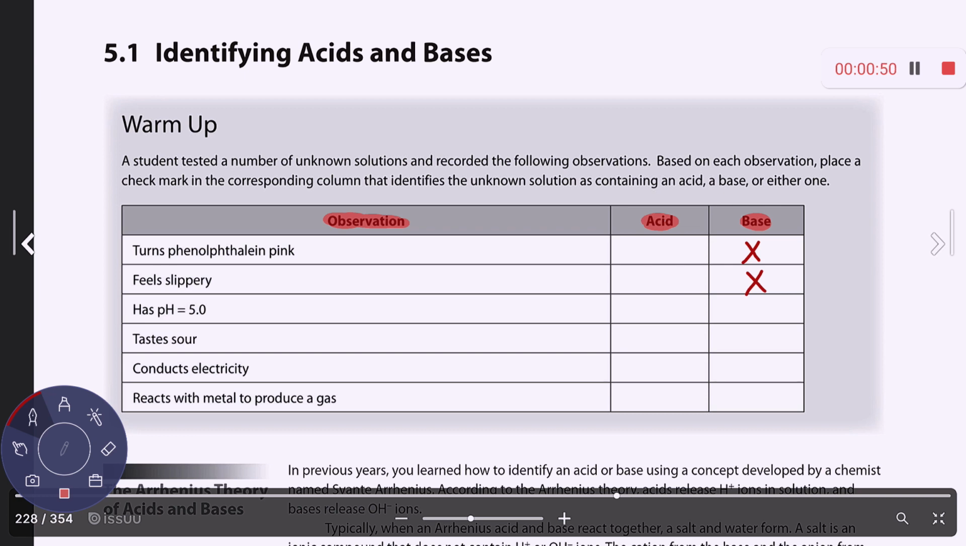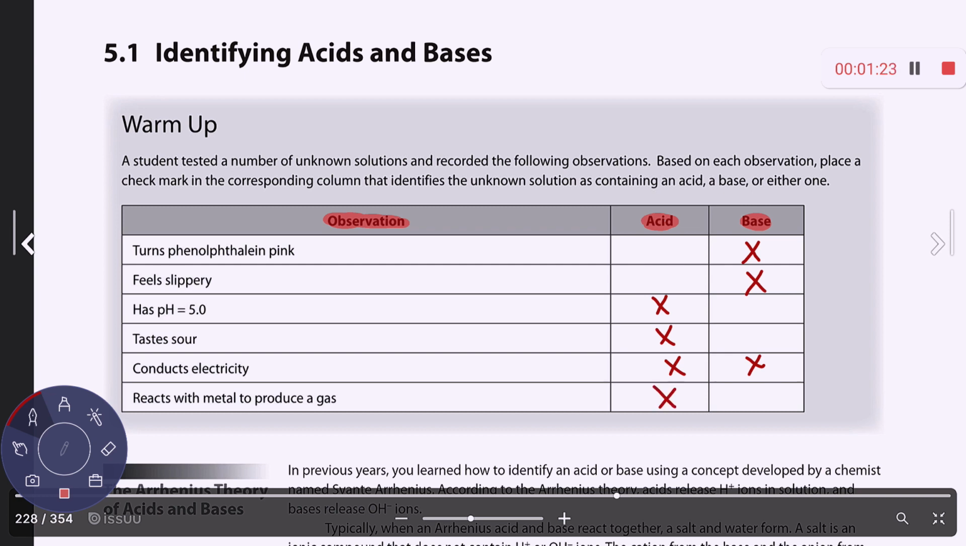What has a pH of 5? Acid, because a pH less than 7 is acidic, greater than 7 is basic. What tastes sour? Acid. What conducts electricity? Both. Good job, because both an acid and a base will produce some freely moving ions in solution. Whether it produces a ton or just a few determines whether it's a strong or a weak acid or base. What reacts with metal to produce a gas?